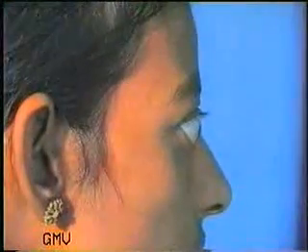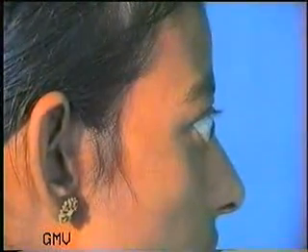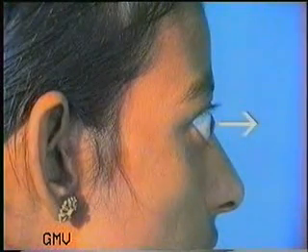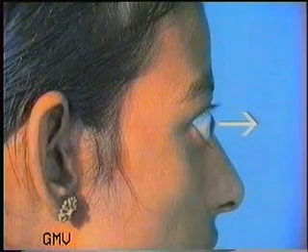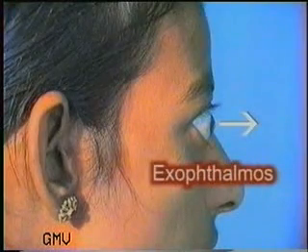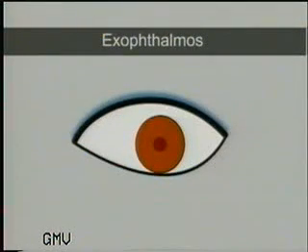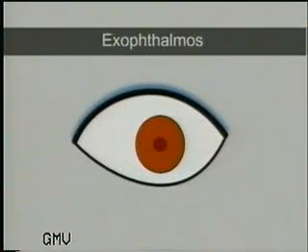With further progress of thyrotoxicosis, there is actual bulging of the eyeballs due to retroorbital edema and fat deposition. This is termed exophthalmos. Ask the patient to stare horizontally forwards, and a strip of white sclera is visible between the inferior limbus and the lower eyelid. This has nothing to do with the upper lid retraction, and it is due to actual forward bulging of the eyeball, that is exophthalmos.